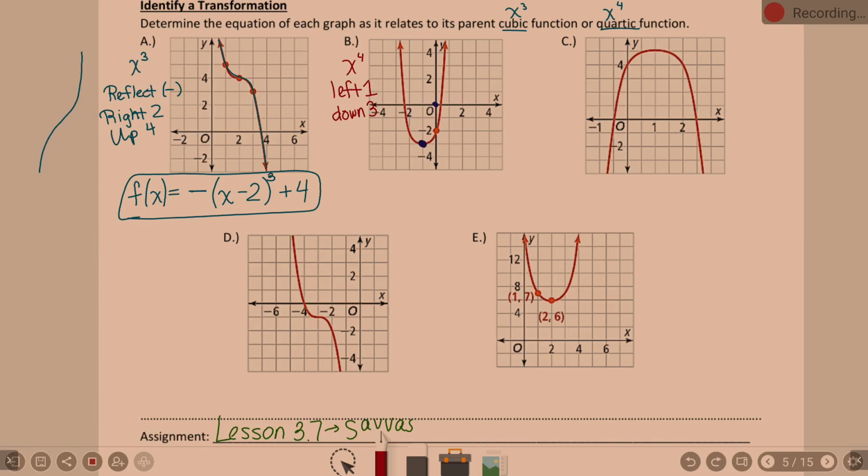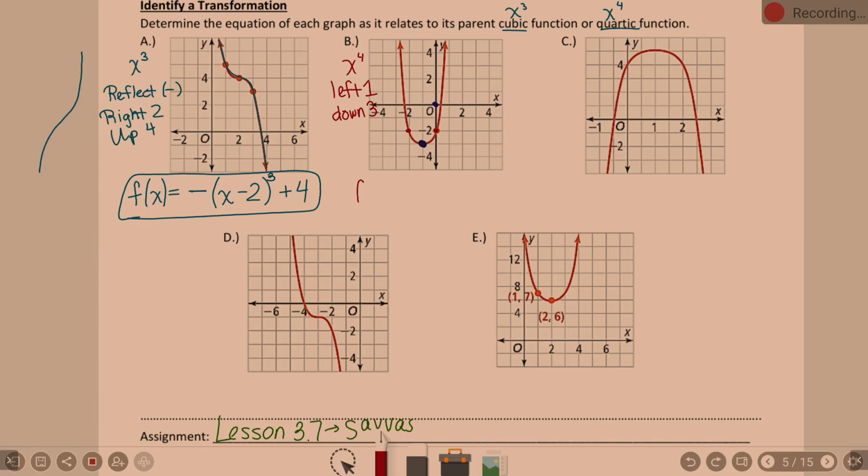What about any stretch or compression? Is it normal shape? In other words, right here, to get to that first set of points, do you go over 1, up 1? Yeah. You do, don't you? And isn't that the basic shape of the quartic? From the vertex, you go over 1, up 1, right? Okay, so you just have to write an equation for an x to the fourth that goes left 1, down 3.